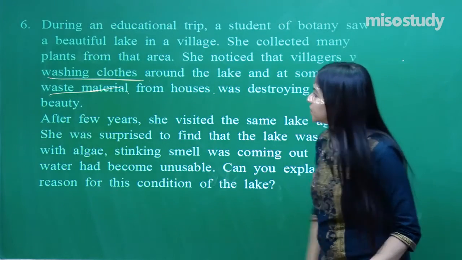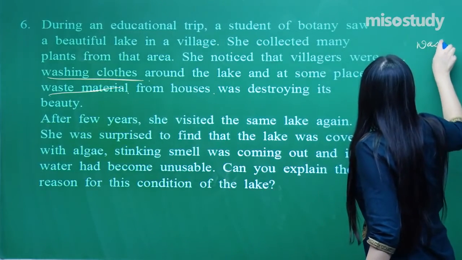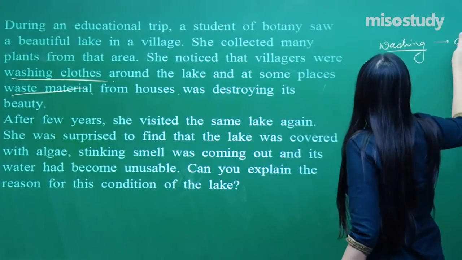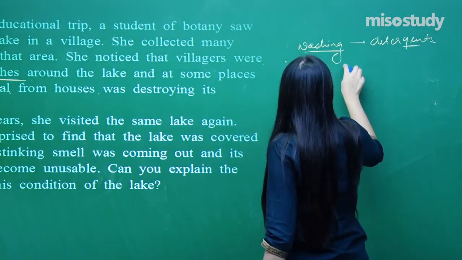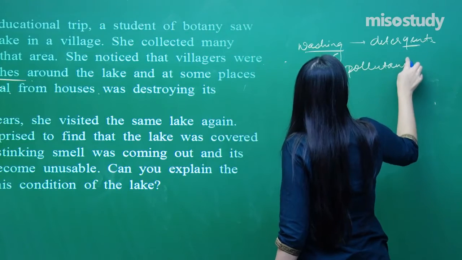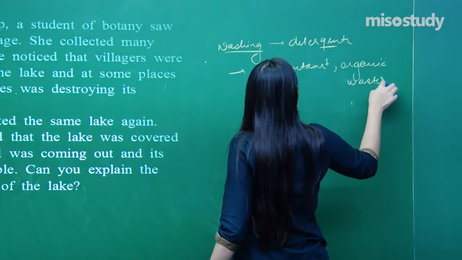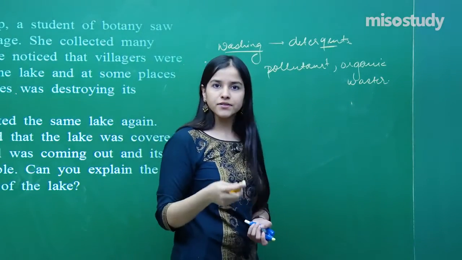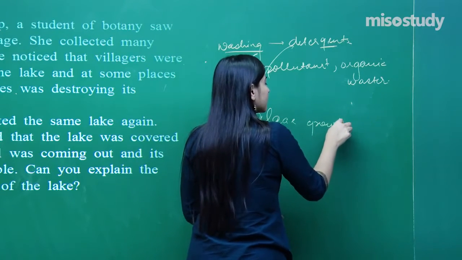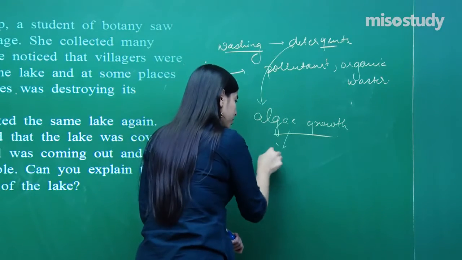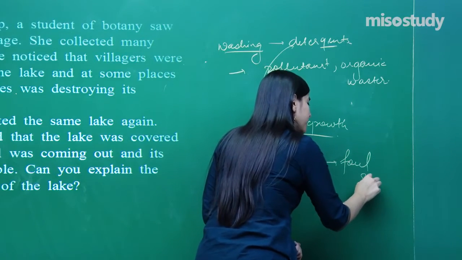So basically what happened is due to washing of clothes and dumping of the waste material. Fine. So washing of clothes, it contains detergents. Dumping of the waste material is again a kind of pollutant, maybe organic wastes. Due to this, these detergents and these fertilizers add to the algal growth, and this algae produces chemicals which have a foul smell, right?